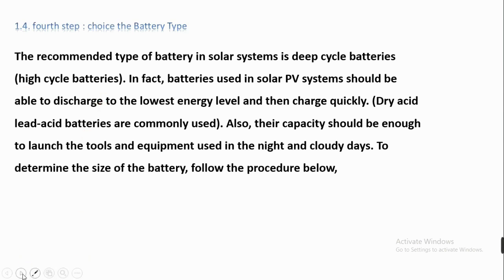The recommended type of battery in solar systems is deep cycle, high cycle batteries. In fact, batteries used in solar PV systems should be able to discharge to the lowest energy level and then charge quickly. Dry acid lead acid batteries are commonly used. Also, their capacity should be enough to run the tools and equipment used at night and on cloudy days. To determine the size of the battery, follow the procedure below.